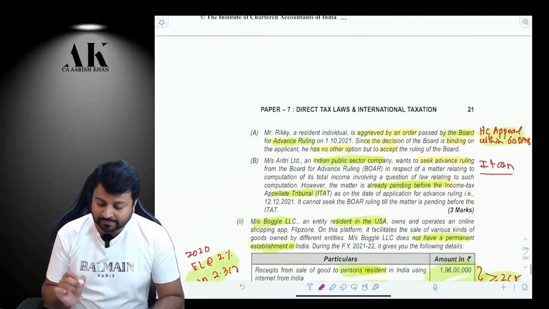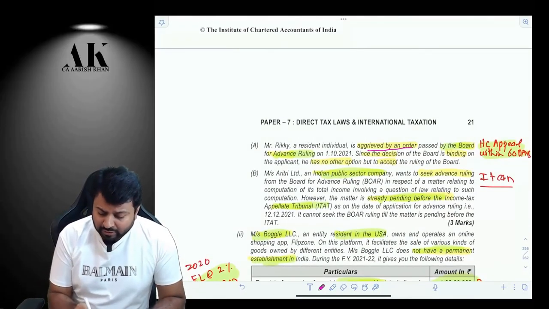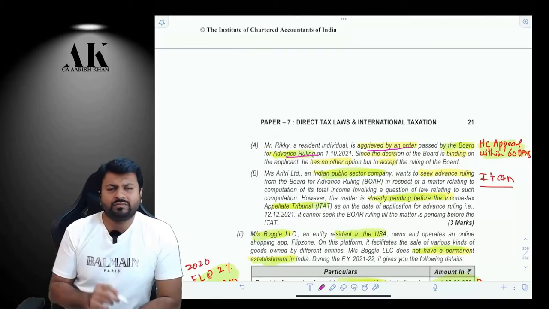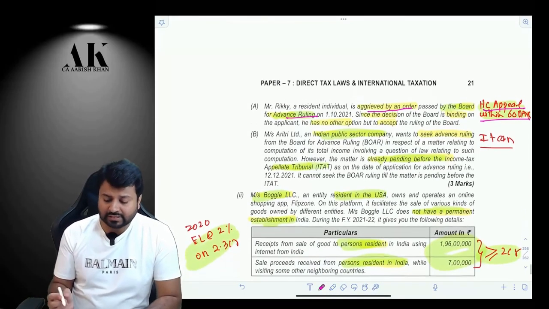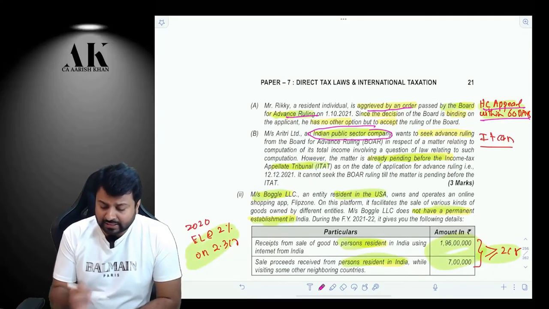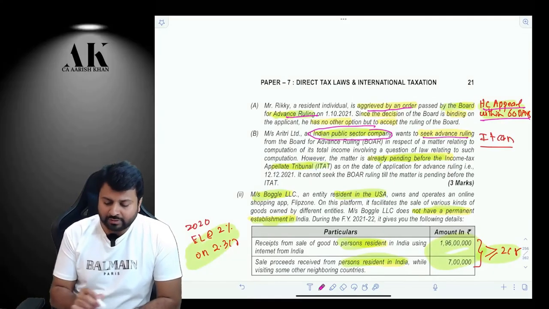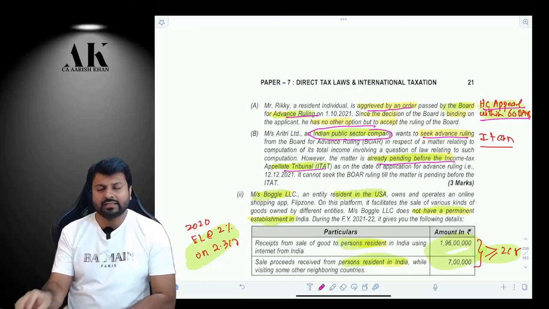Now the next question is, if there is an order which is passed by the Board of Advance Ruling, can you file an appeal against that? Yes, you can file an appeal against that to the High Court within 60 days. If there is an Indian public sector company, it wants to go to the Board for Advance Ruling, but it has a concern that their case is already pending before ITAT. Can they go to Advance Ruling?